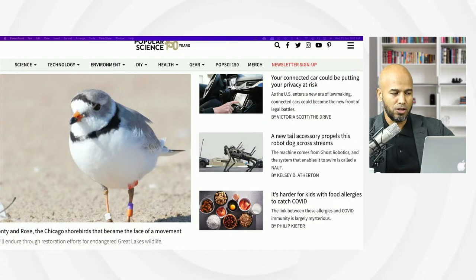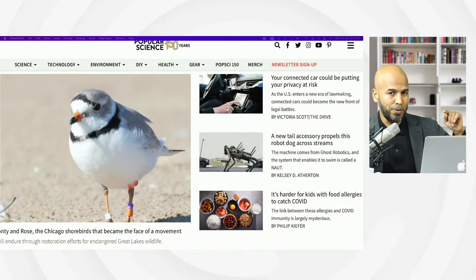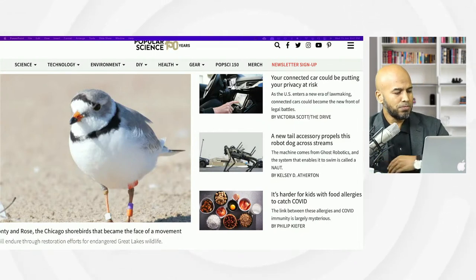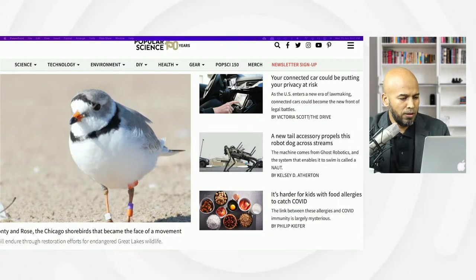That's not actually popularscience.com. You have to write popsci.com, then you will find this page, the Popular Science page. So in the same way, you see there are three headings on your right. The first one is your connected car could be putting your privacy at risk. The second one is a new tail accessory propels this robot duck across streams. Okay. And the other one, the main news is here. I'm just reading half of it.